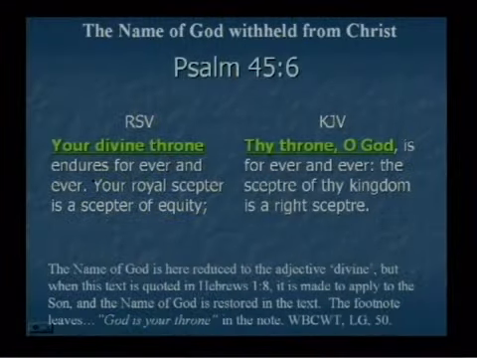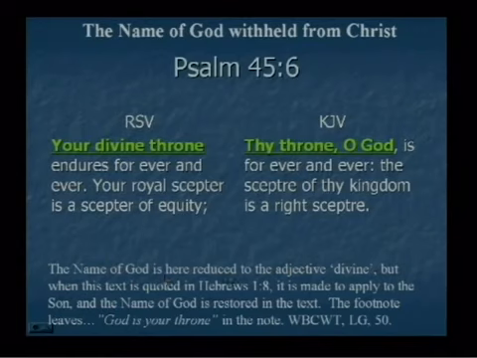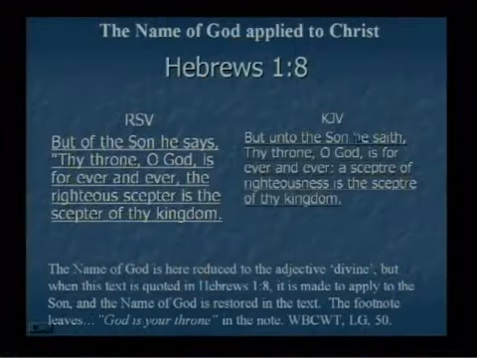RSV: your divine throne endures forever. King James: Thy throne, O God, is forever. The name of God is here reduced to the adjective divine, but when this text is quoted in Hebrews 1 verse 8, it is made to apply to the Son. So we better change it here in Psalms, or else Jesus might be God, you see? Because Hebrews 1 verse 8 says, but of the Son he says, thy throne, O God, is forever and ever. You see, even the RSV is the same there as the King James. So where did they change it? They changed it in the Psalms so that Jesus wouldn't have it applied to him.